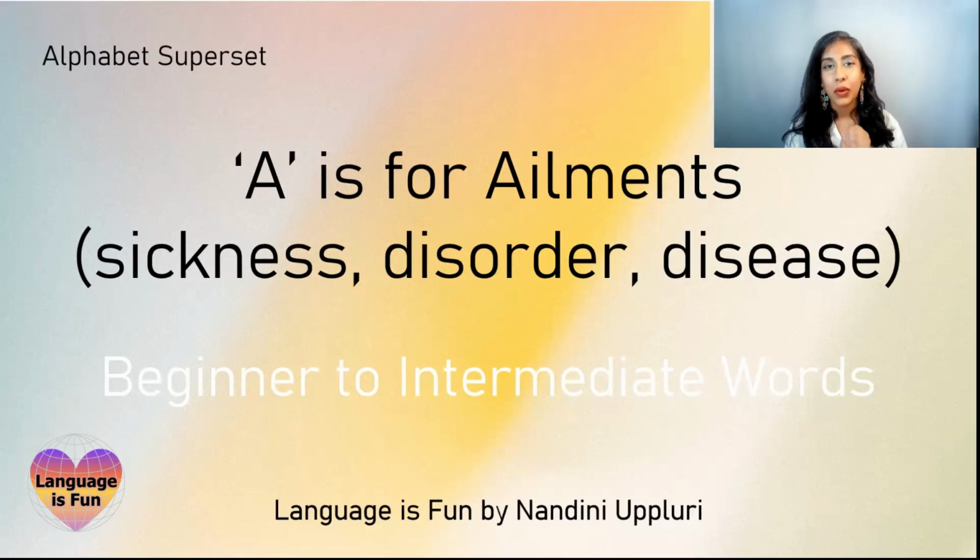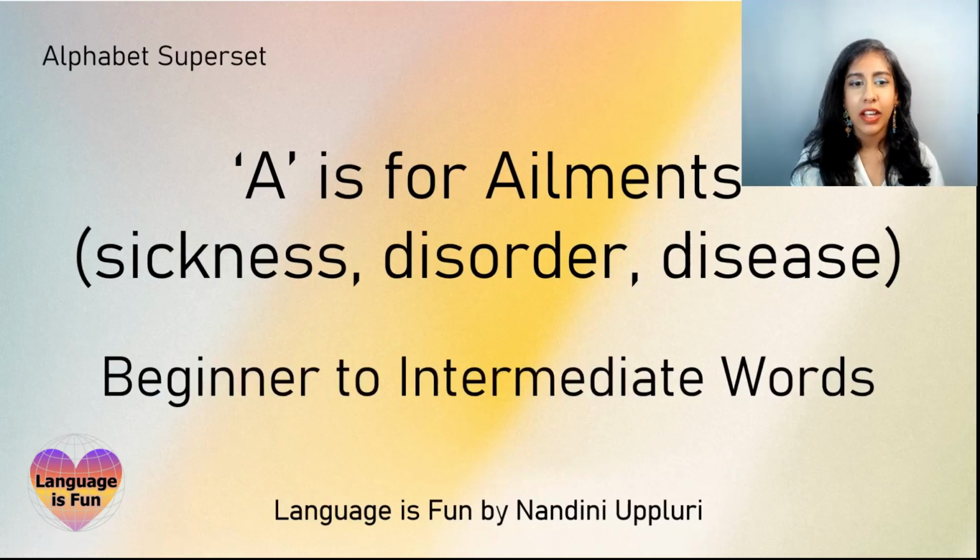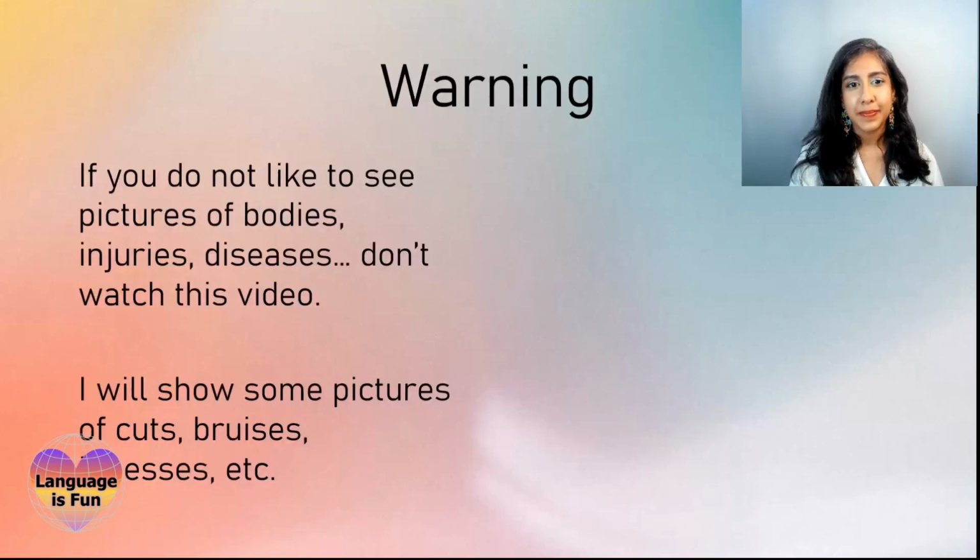In week 1, we are going to start with the letter A, okay? And I thought A is for ailments, okay? Ailment. This is an intermediate to advanced level word. It means sickness, disorder, or disease. Today, we're going to be concentrating only on A, B, C, D, and maybe E. Let's see. I don't want this video to be too long, so let's begin.